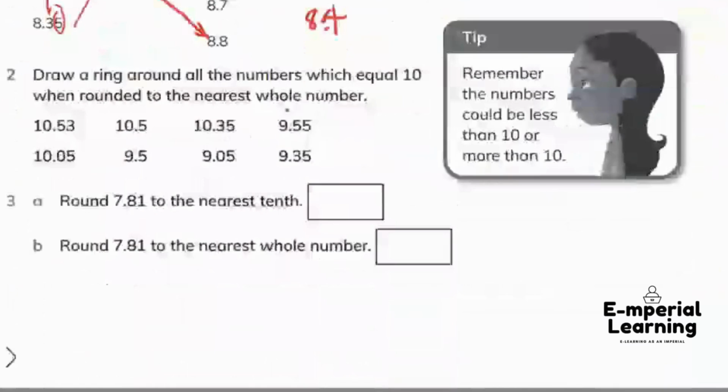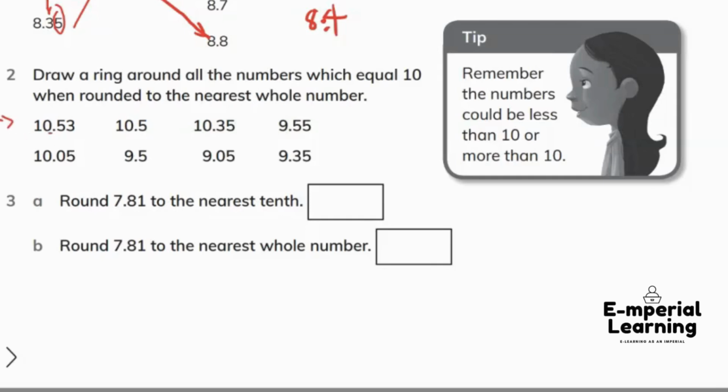Question 2. We have a tip here. Let's just read this tip. Remember, the numbers could be less than 10 or more than 10. So question 2 says draw a ring around all the numbers which equal 10 when rounded to the nearest whole number. So let's check the first one and we go on.